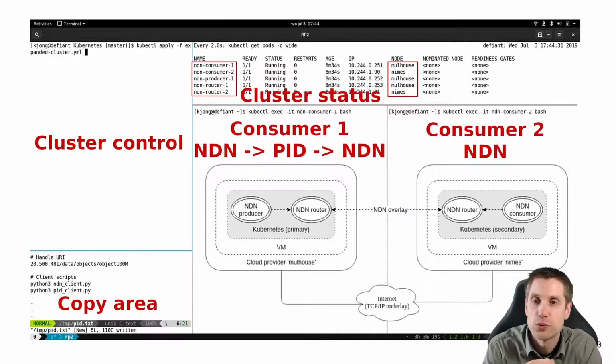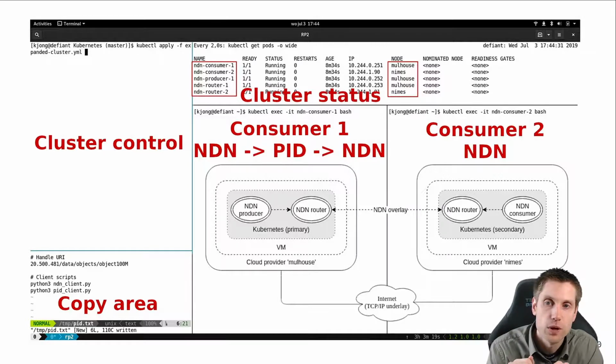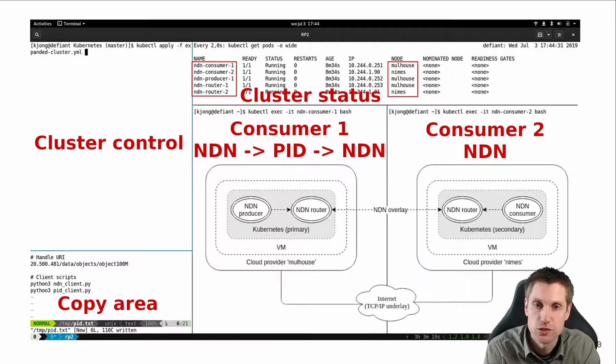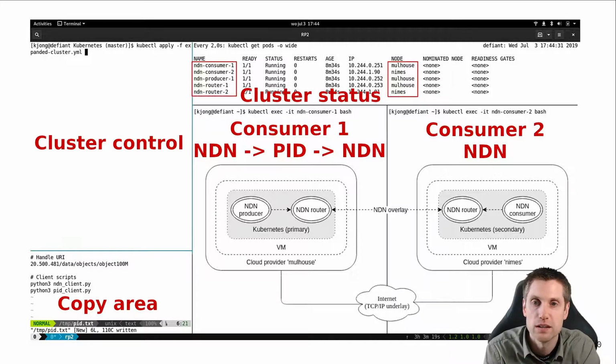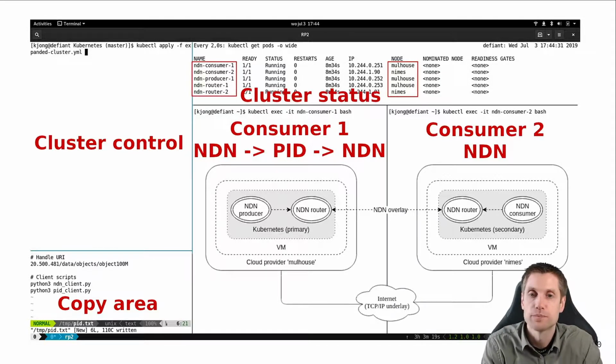Now I'll go quickly through a demo, and I'll first describe what you will see in this demo. On the left upper side you see cluster control, where we will orchestrate the Kubernetes cluster. Then on the right upper corner you see the cluster status, like NDN consumer 1 is running on node Maloose. And then you also see below that consumer 1 and consumer 2. Those are the containers, and we interactively log on to those containers and then run a few scripts. Those scripts are copy pasted from the copy area you see in the left corner.